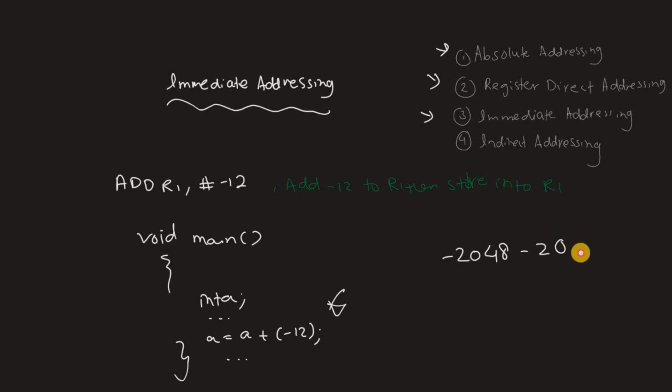The limit you are given is from -2048 to 2047. This is the limit within which immediate addressing is going to encode the instructions. It is this limit since the instructions are encoded in 2's complement.